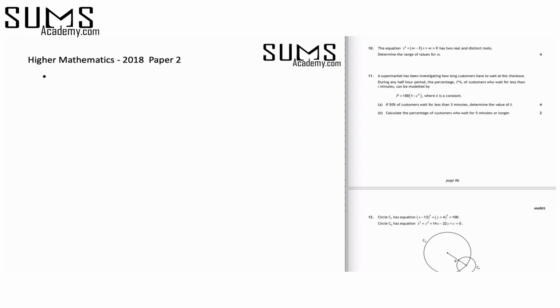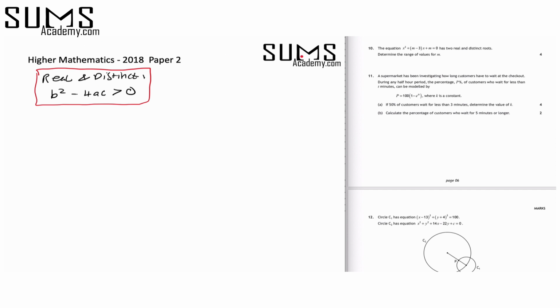So when something has real and distinct roots, that means b squared minus 4ac is going to be greater than 0. Okay, so knowing this, we can now go on to solve the question and figure out what the answers are.